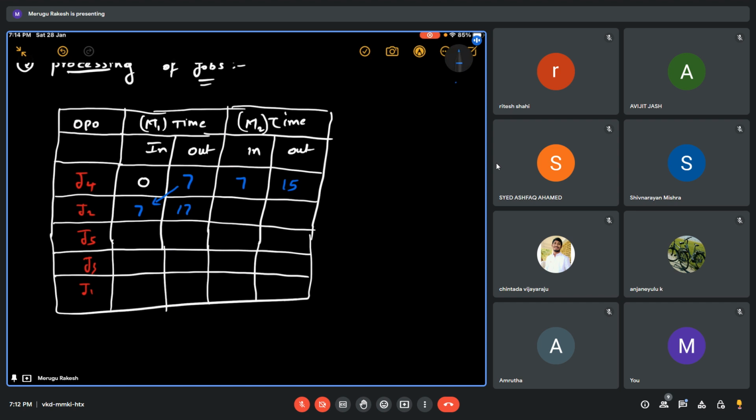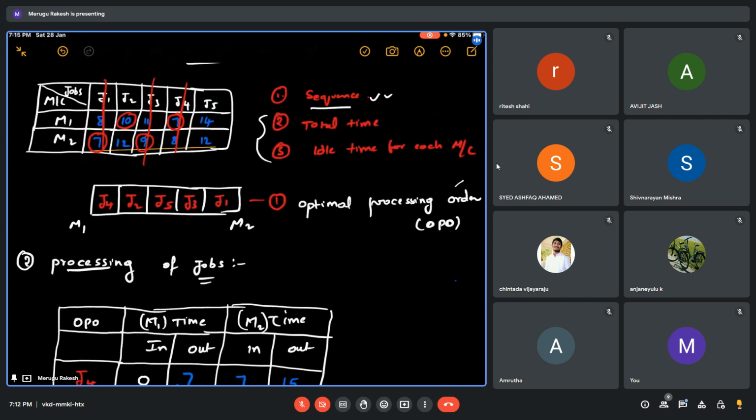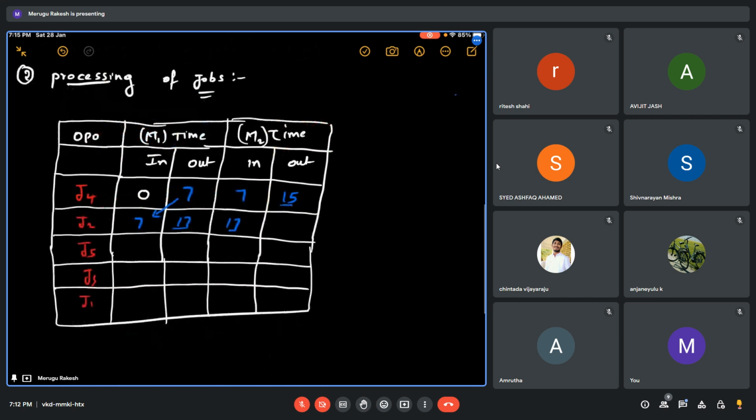Then in this, we have to see which is highest, in the sense this 15 and 17. Whichever is highest, I have to fill that here. Suppose instead of 15 I had 20, I would have to fill in 20, not 17. So we have to take care of that. Now it will be 17. Then J2 for M2 is 12. So 12 plus 17 is 29.